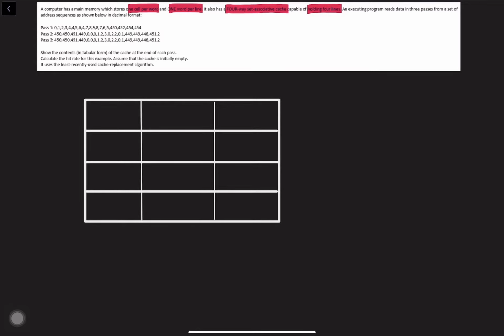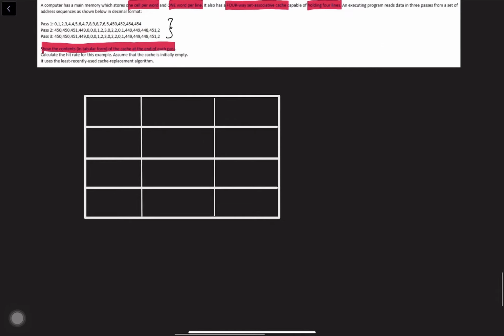An executing program reads data in 3 passes from a set of address sequences as shown below in decimal format. So we have 3 different passes. Show the contents in tabular form of each cache at the end of each pass. Calculate the hit rate for this example. Assume that the cache is initially empty and it uses the least recently used cache replacement algorithm. So, we're going to show the contents in tabular form by finishing off this table right below over here and calculate the hit rate.